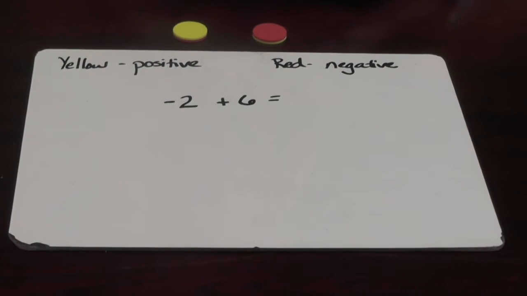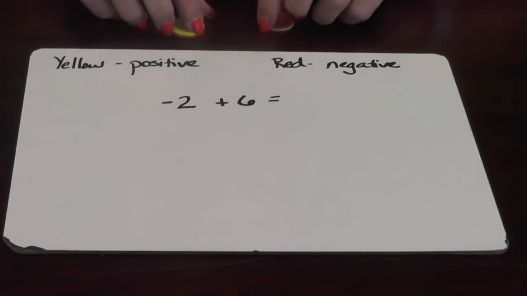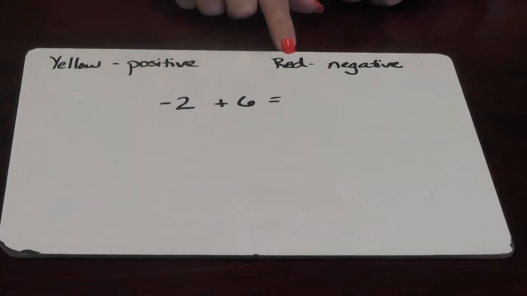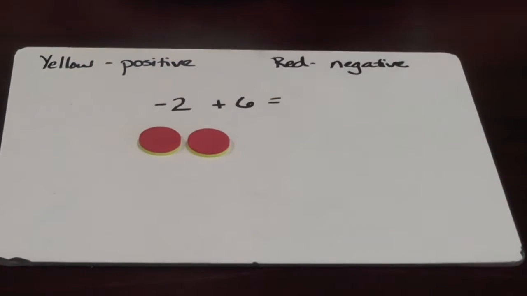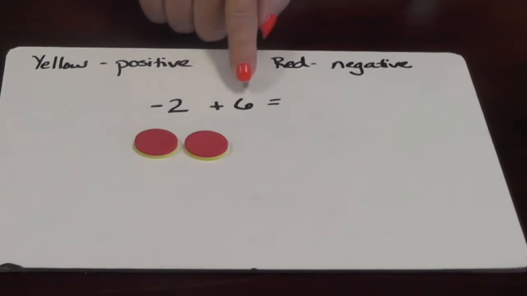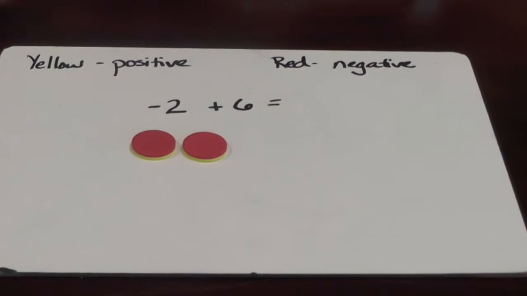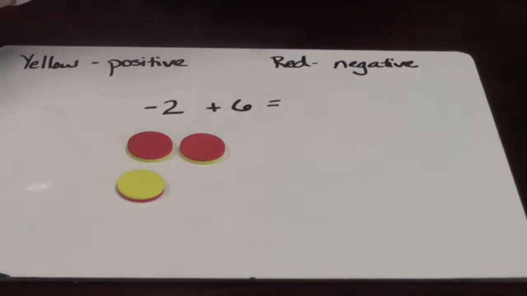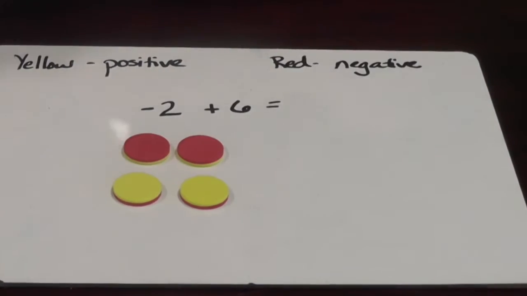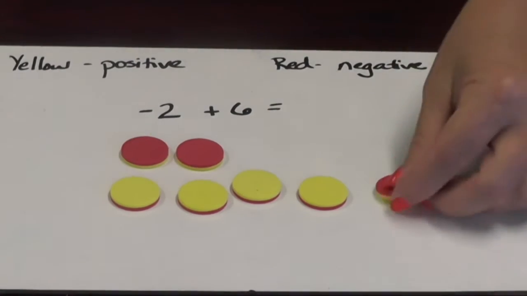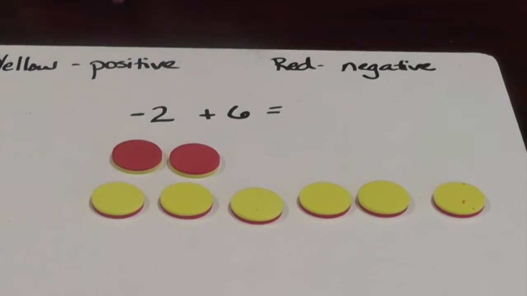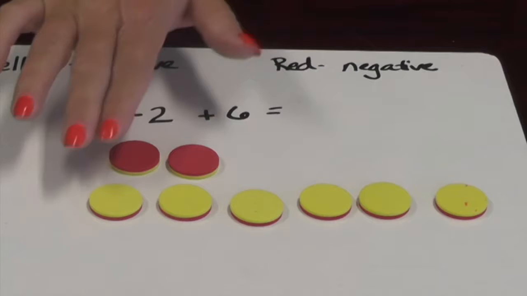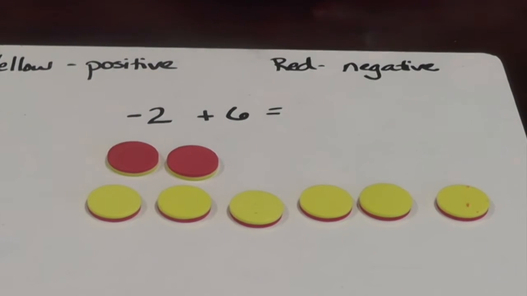All right, so we're going to model this problem. It starts with -2. So we need to model -2. And remember, red is negative. So we're going to put 2 negatives to represent -2. All right, and then we're adding to that +6. And if you look at positive, that's yellow. So underneath, because it's the second part of our problem, we are going to put 6 yellow chips. All right, so we have modeled our problem. Is everybody okay with this representing -2 plus 6? Excellent.